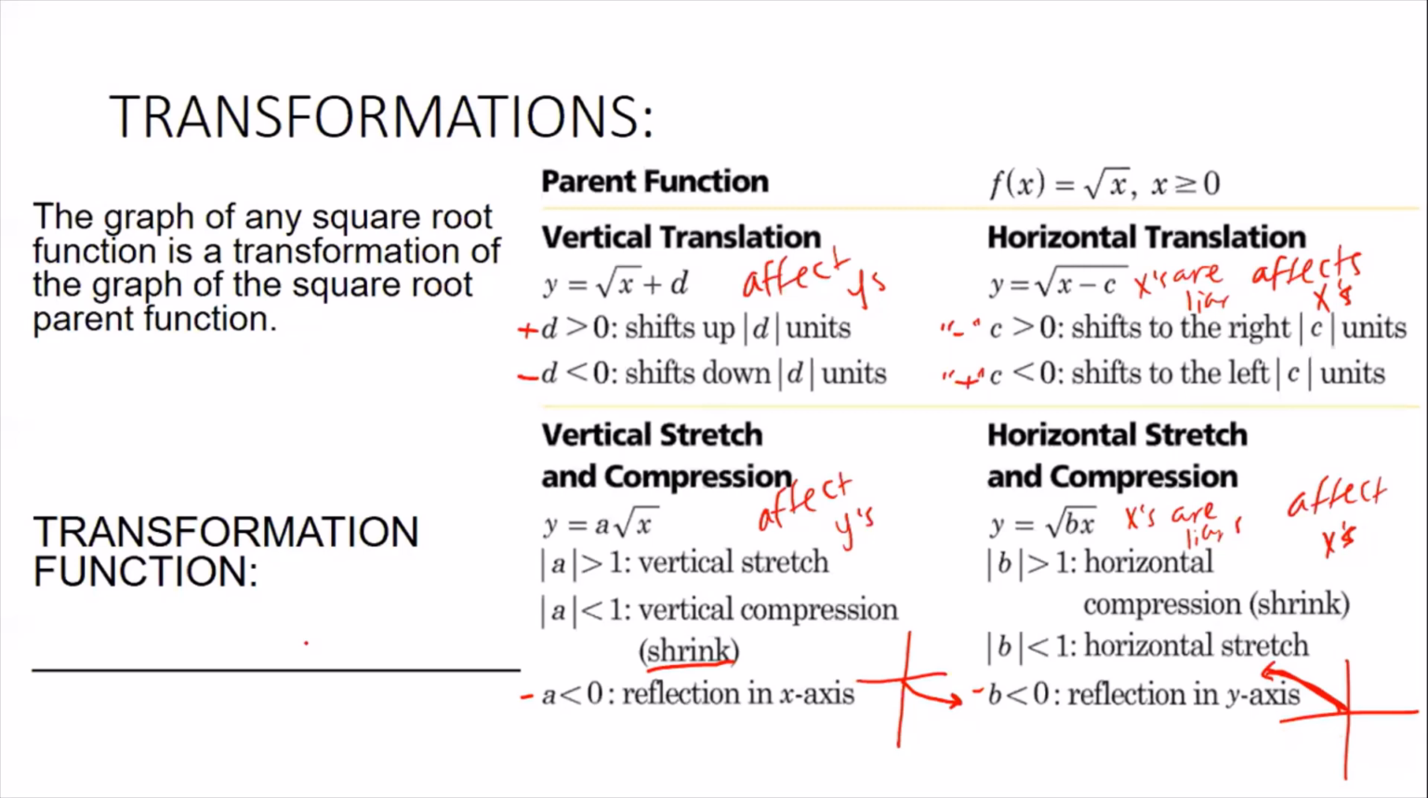Okay, so when we put it all together, the transformation function for the square root function would look like f of x equals a absolute value of b times x minus c plus d, where each piece has a role that it plays.